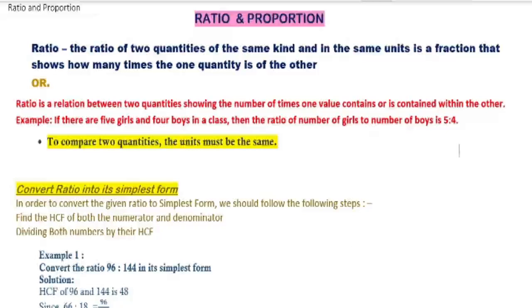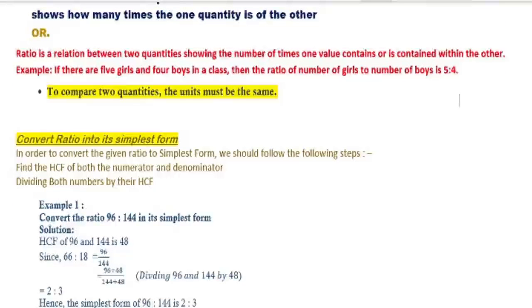One example you can see here. Example 1: convert the ratio 96:144 into its simplest form. 96 is a big number, 144 is also a big number. We have to convert this ratio into the simplest form. So first you find the HCF of 96 and 144. The HCF of 96 and 144 is 48. It is the highest common factor of 96 and 144.